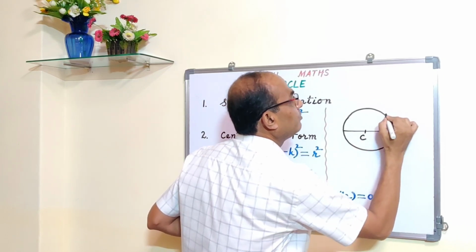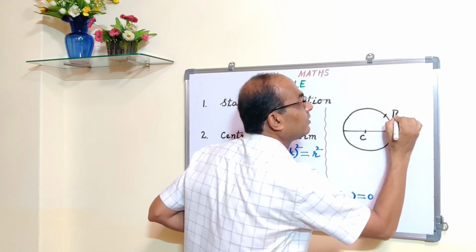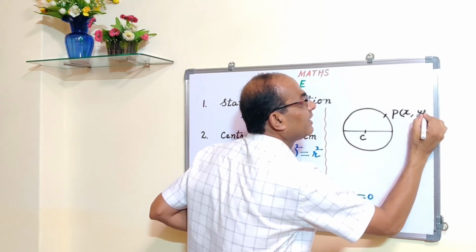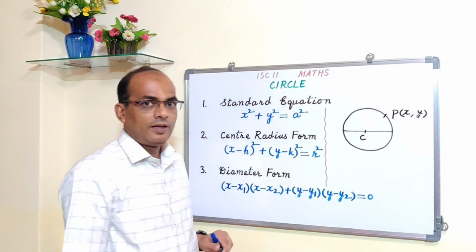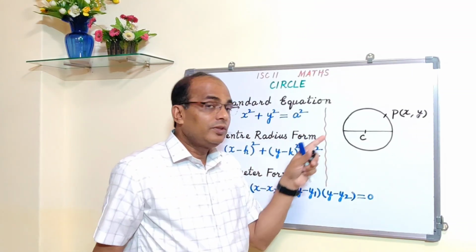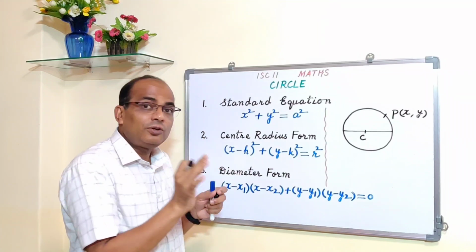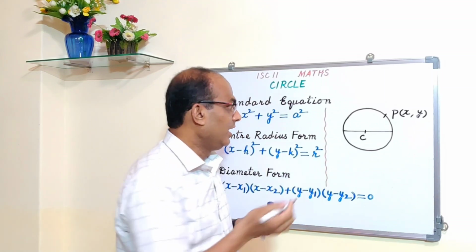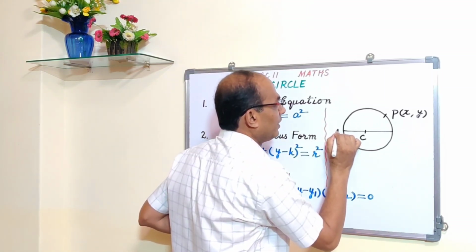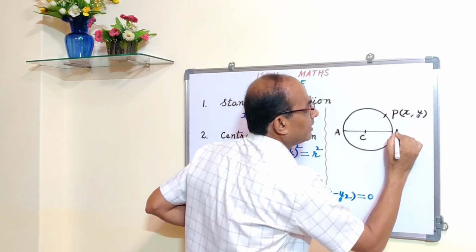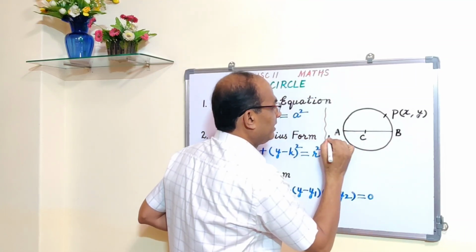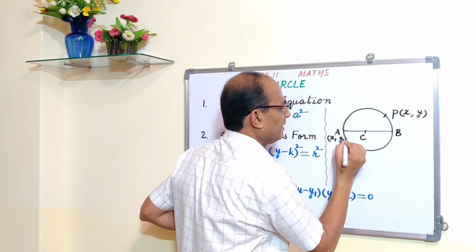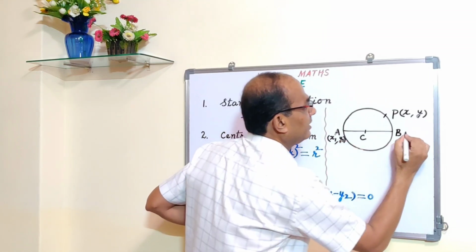We are taking some point P, x, y, a variable point, as you know. Now, this is the form of the equation when the coordinates of the ends of a diameter are given. In that case, we have to write down the equation of a circle. So suppose this is A and this is B. Coordinates are here x1, y1, and here it is x2, y2.